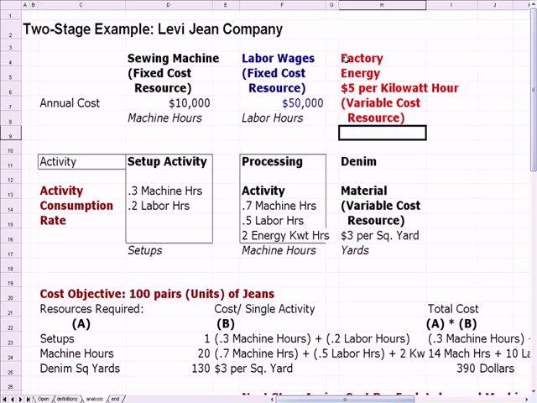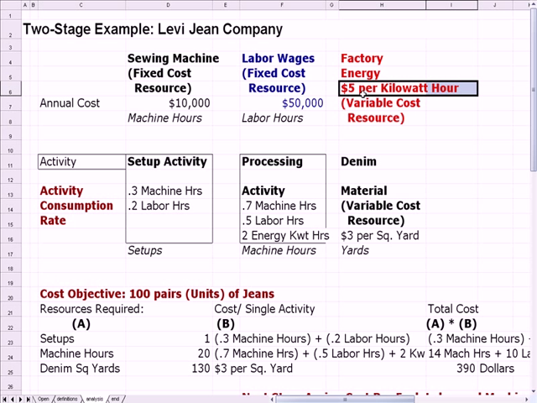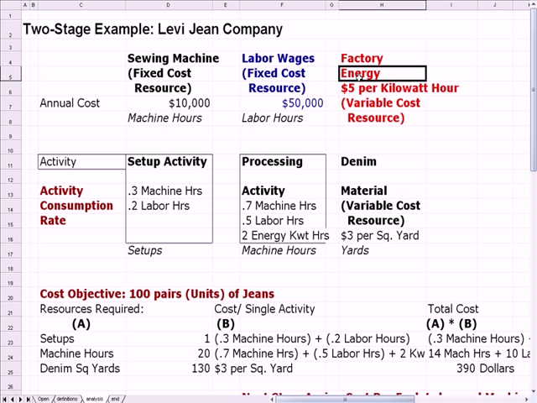We've got to have energy to run the plant, to heat it, cool it, and run machinery. So it's $5 that we pay per kilowatt hour on our utility bill. That's a variable cost. For example, the more we run a machine, the more energy we're going to incur. And the longer the factory's open, for labor folks to go in there and do work, the more energy costs we're going to incur.